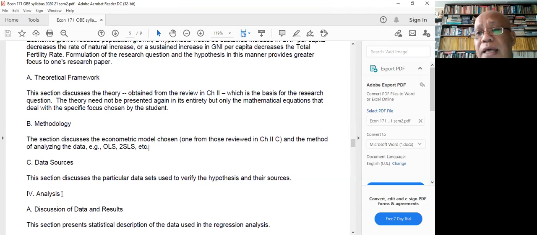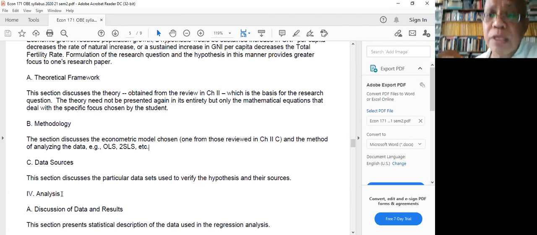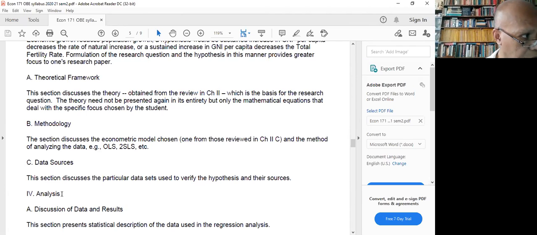Why don't you do a panel data? 20 years of data for the Philippines and say 9 other countries. Lalaki na yung number of observations.